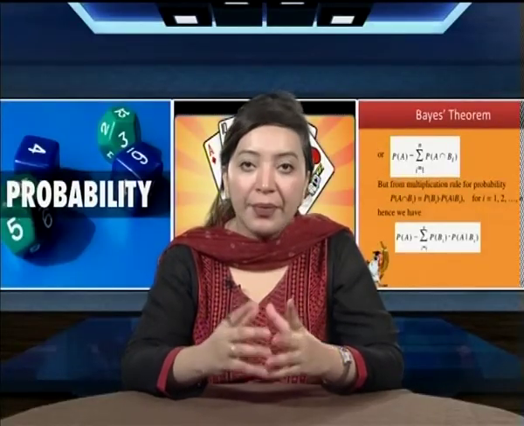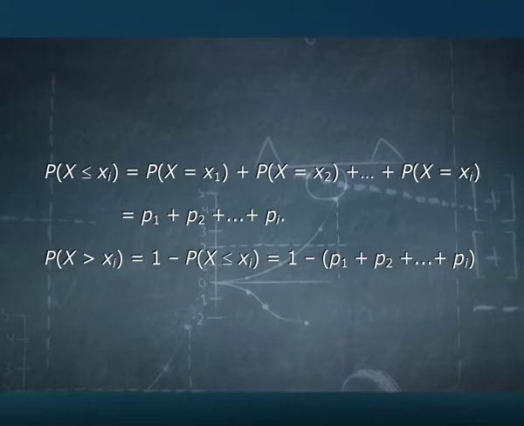Second thing to be noted here is, first point, probability of X less than or equal to xi will be equal to probability of capital X equals x1 plus probability of capital X equals x2 plus so on probability of capital X equals xi. So this is equal to p1 plus p2 plus so on pi. Second one, probability of capital X greater than xi will be equal to 1 minus probability of X less than or equal to xi. So that is equal to 1 minus, in bracket, p1 plus p2 plus so on pi.